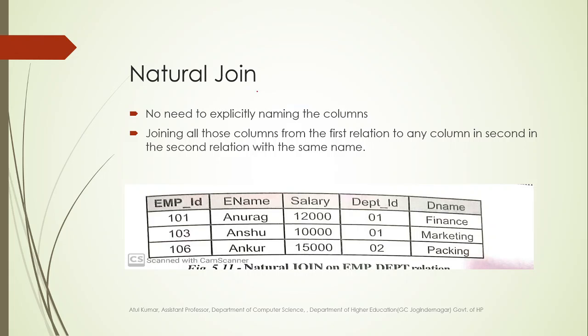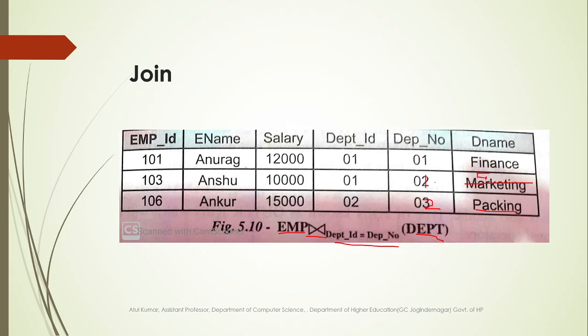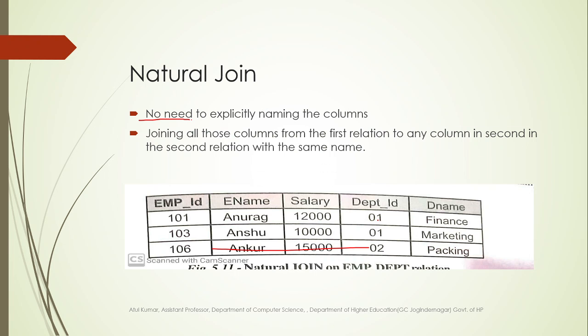Next we have natural join. Natural join is basically joining all those columns from the first relation to any column in the second relation with the same name. So we join all those in the first and second having the same name. After applying natural join, the result of this operation is department id 01 finance, then 01 is marketing, and 02 is packing.